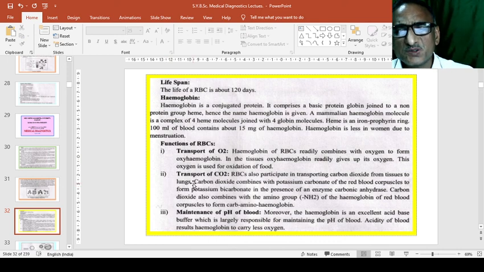Then transport of CO2. Whenever oxygen is utilized by the cells or tissues, they release carbon dioxide. The same is carried by RBCs to the lungs again, and NH2 group is joined to the hemoglobin as oxyhemoglobin is formed while going to the tissues, and while coming back with nitrogenous waste, it carries NH2. Maintenance of pH of the blood is also regulated by buffering. Acidity of blood results in hemoglobin carrying less oxygen.